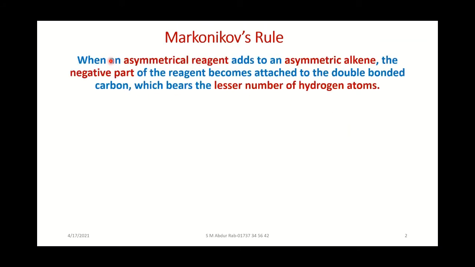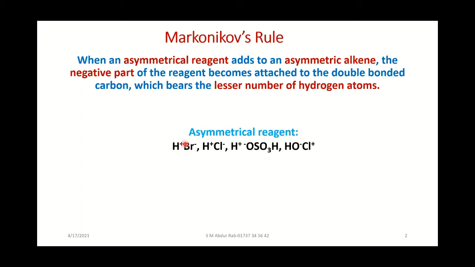Markovnikov's rule says that when an asymmetric reagent adds to an asymmetric alkene, the negative part of the reagent becomes attached to the double bonded carbon which bears the lesser number of hydrogen atoms. So my dear friend, if you want to know this rule properly, you have to know what an asymmetric reagent is and what an asymmetric alkene is.